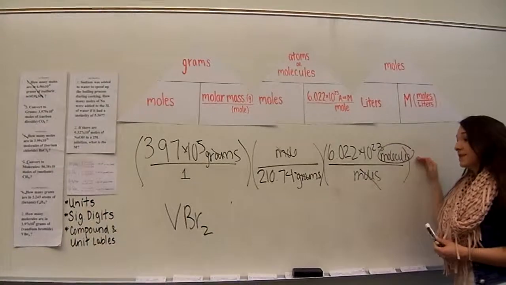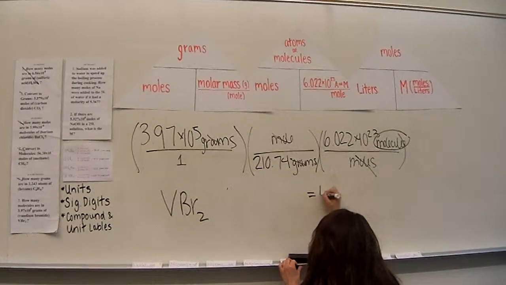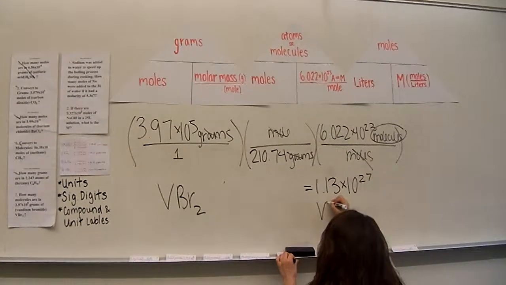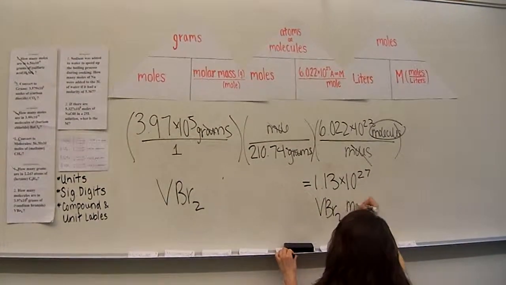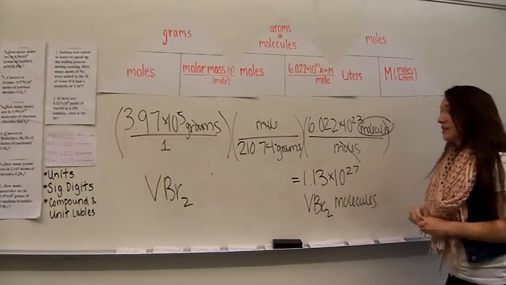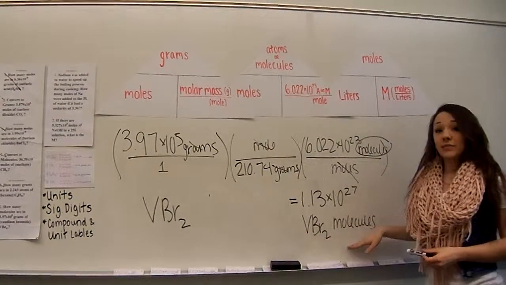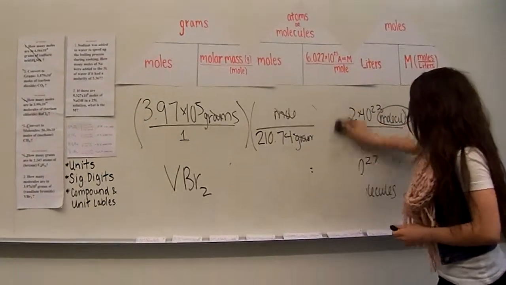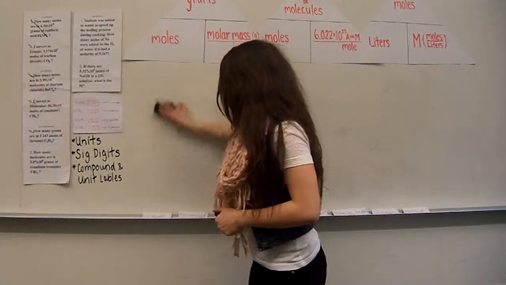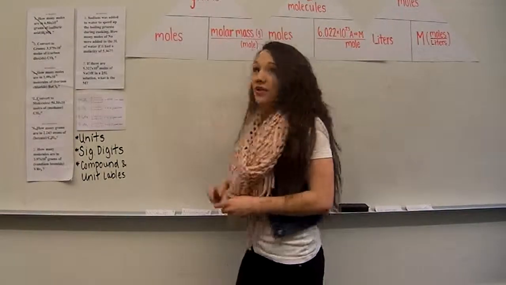Once you multiply everything on the top and divide it by everything on the bottom, you will be given an answer of 1.13 times 10 to the 27th vanadium bromide molecules. My final answer has 3 significant digits because my given did, and I also have my compound and my unit labeled. That completes the work that is going to be used, or that will be done within the first 2 triangles.